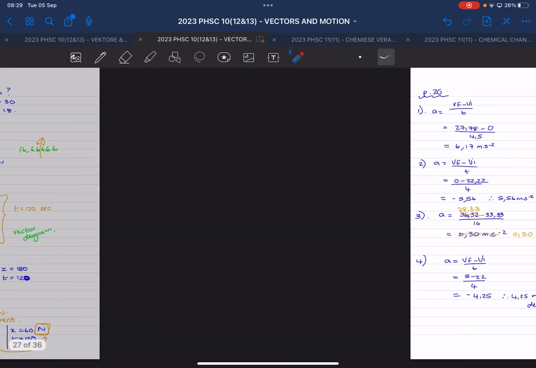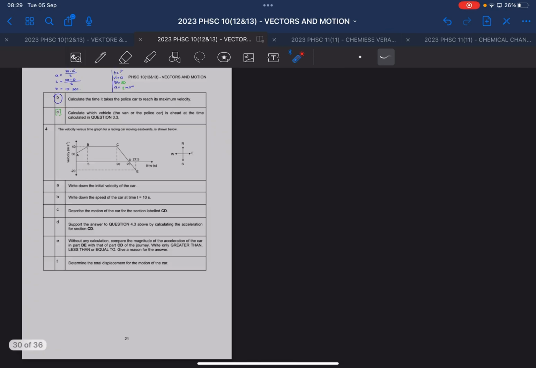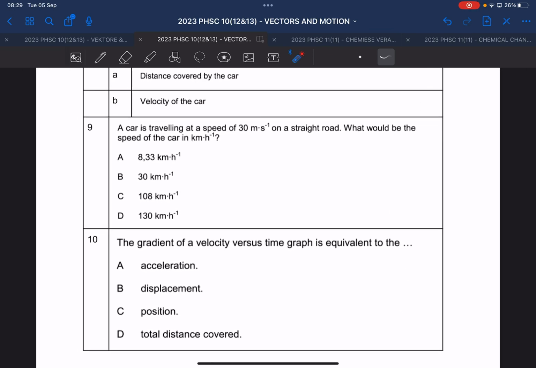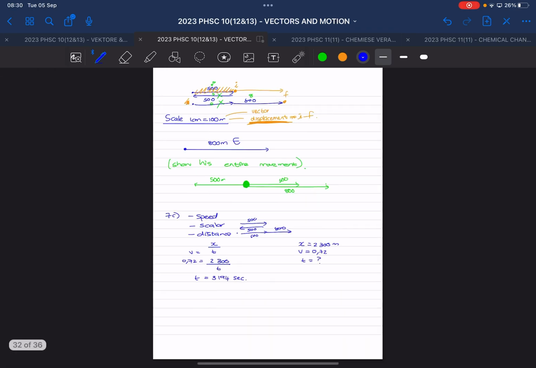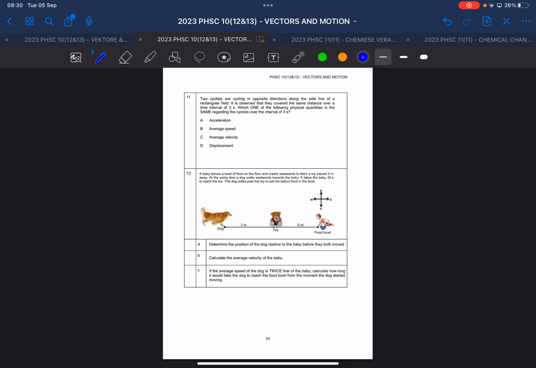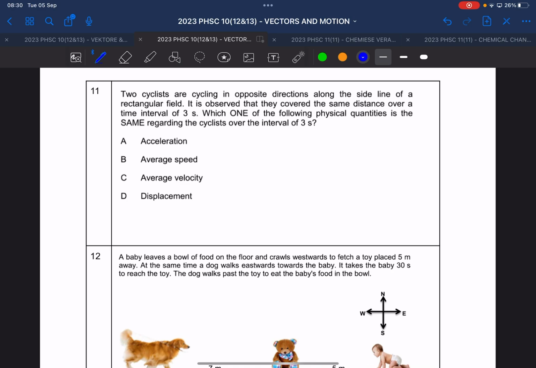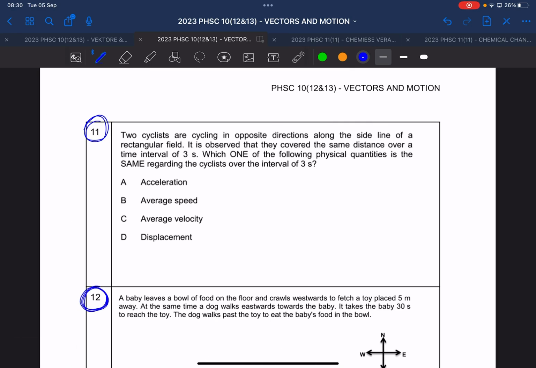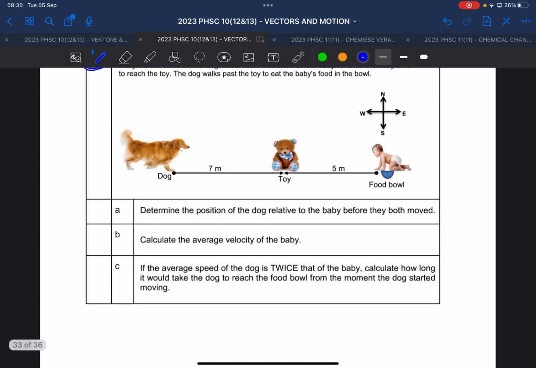Oh wait, you have homework. Your homework is on page 23, question 9, question 10, question 11 and question 12. So 9, 10, 11 are multiple choice questions. Question 12 is a bit longer.